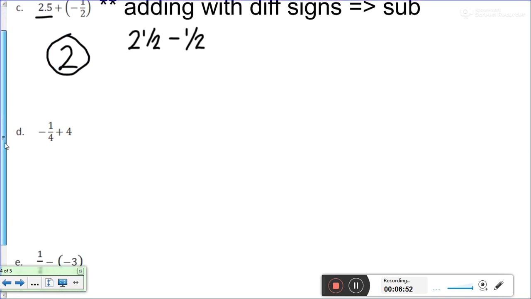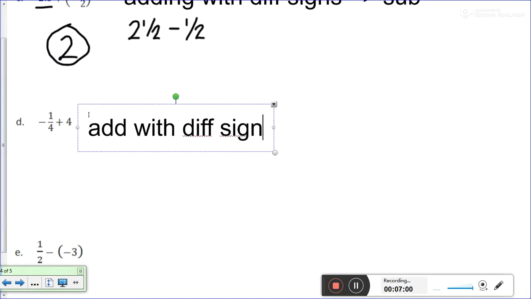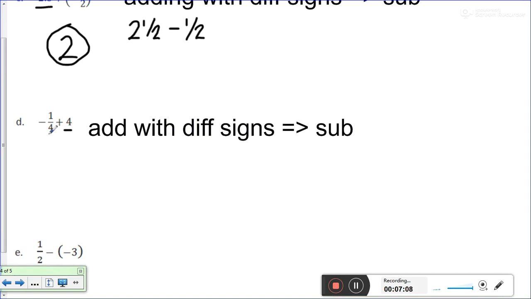And for letter D, again, I am adding with different signs. So that really means I need to subtract the absolute values, right? Well, the 4 is farther away from 0 than the 1/4. It has a bigger absolute value, so it's going to be a positive answer. So my problem that I'm really going to do is 4 minus 1/4.